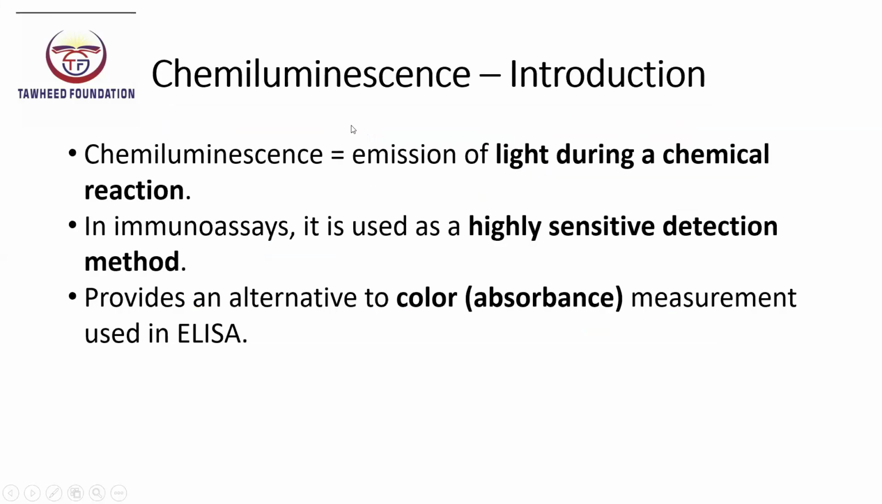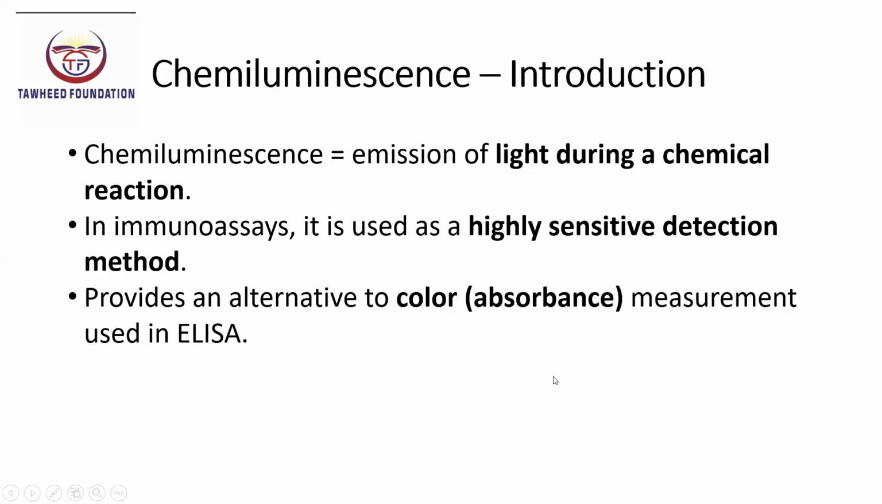Next is chemiluminescence. Chemiluminescence refers to the emission of light during a chemical reaction. In immunoassays, this property is exploited as a highly sensitive detection method. Unlike ELISA, which relies on colorimetric changes, chemiluminescence provides light output proportional to antigen or antibody concentration, which can be measured with a luminometer. Key advantages include high sensitivity.